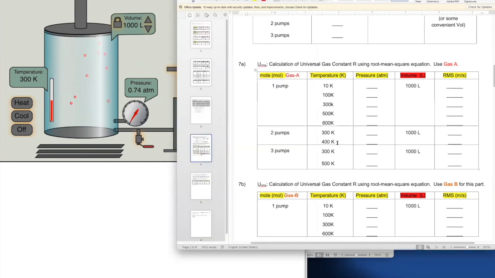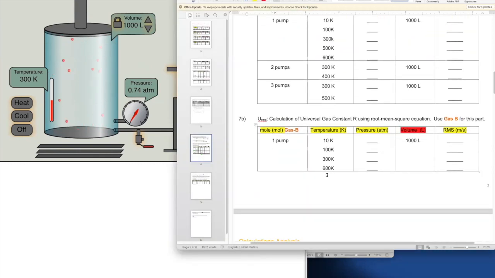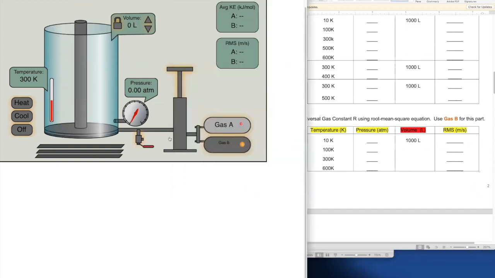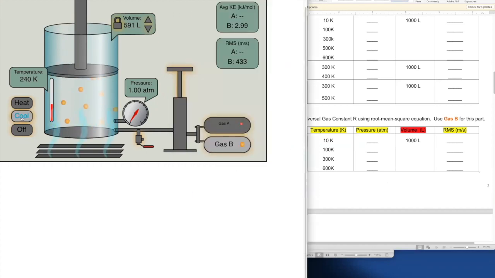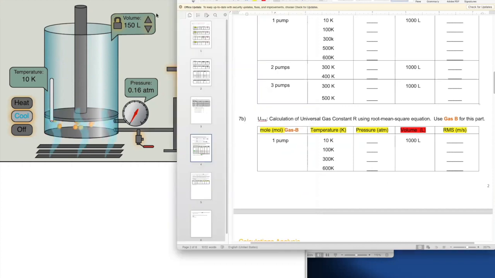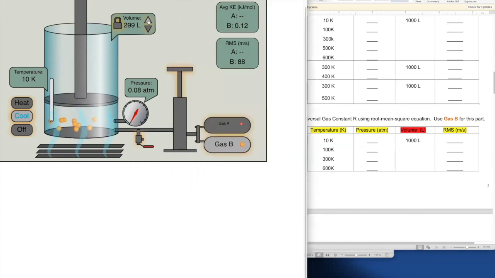Okay, so that's that. And same thing here, except this one, you're using gas B. The second table here, you're using gas B. So let's exhaust this. Let's turn that off, turn this on, do one pump. Okay, I think it says one pump. And now let's bring this all the way down to 10. I think that's the lowest. And make sure that our volume is 1,000. I think that's the largest. And then lock it in.